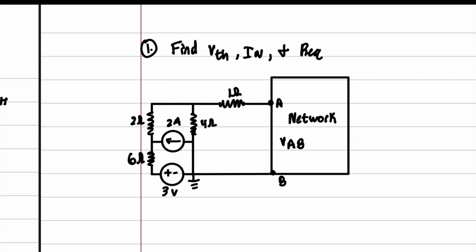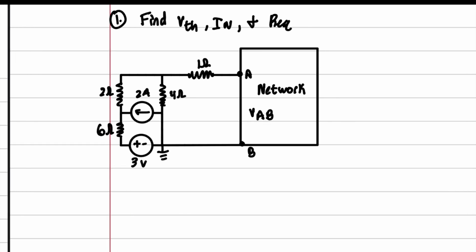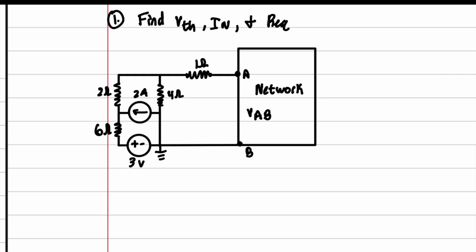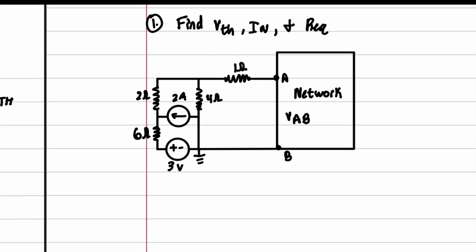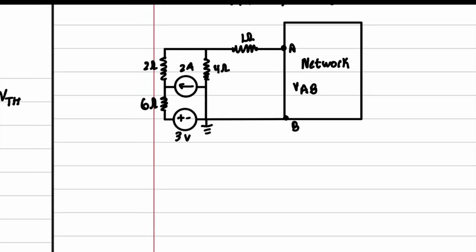All right, here's the first practice problem. So let's just go ahead and do it. So we have a network here attached to this circuit, right? Looks pretty familiar to what we've been doing. Now we want to find the V Thevenin, the I Norton, and the R equivalent. So we're first going to disconnect the network.